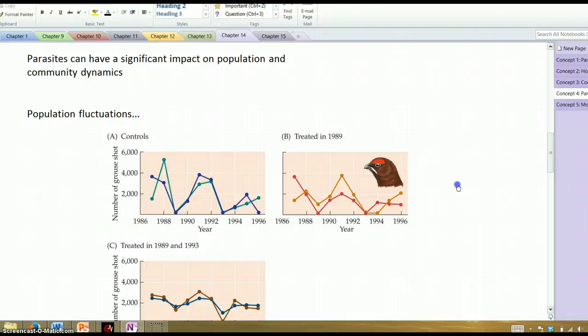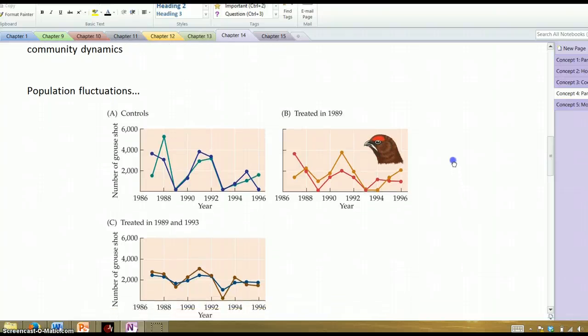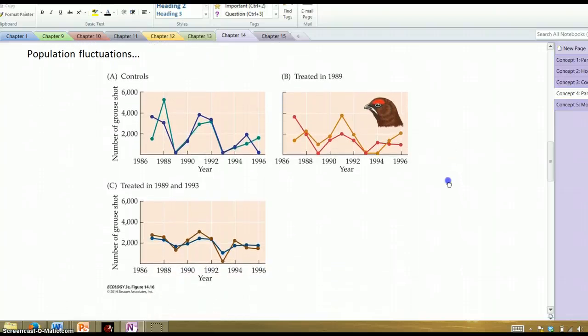All right, so population dynamics can be influenced. Here's a situation. This is a species called the grouse, the red grouse. And up here in the upper left, this shows two populations that exhibit what is a normal population cycle for this species, in which they crash about every 4 to 5 years.